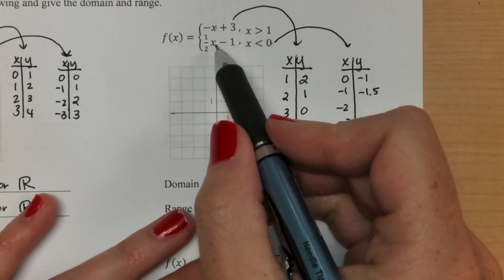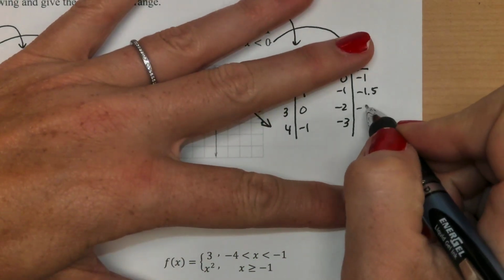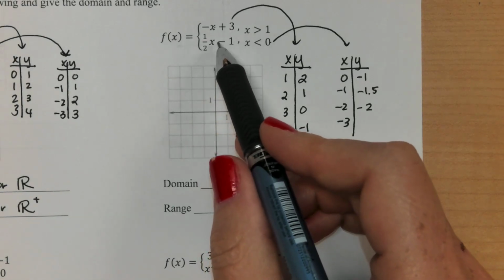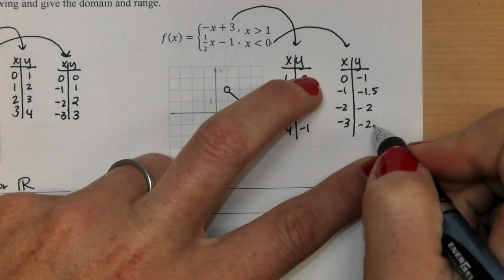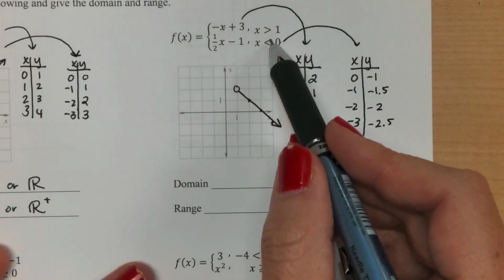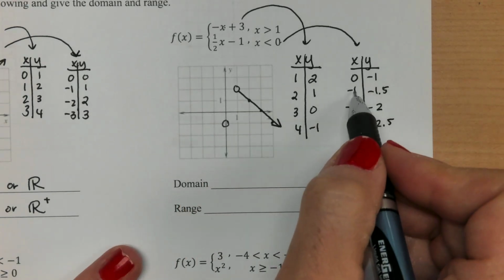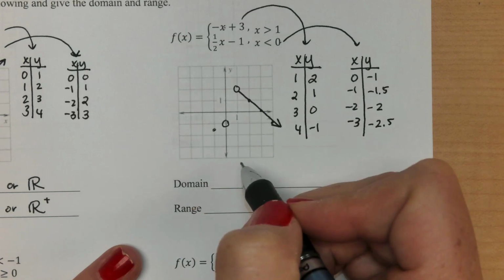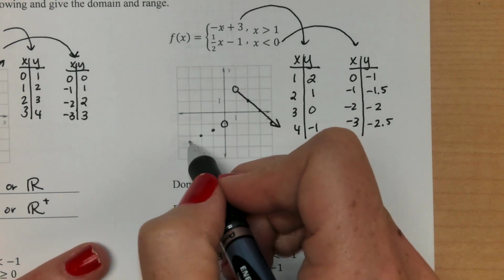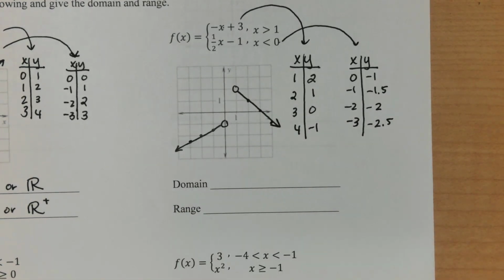Negative 2 cut in half is negative 1, and negative 1 minus 1 is negative 2. And negative 3 times a half, and then minus 1 will be negative 2.5. So I'm going to plot those. Again, this guy gets an open circle. So at 0, negative 1, I have an open circle. And then negative 1, 1.5, negative 2, negative 2, negative 3, negative 2.5. Connect them in that order, and there's your function.